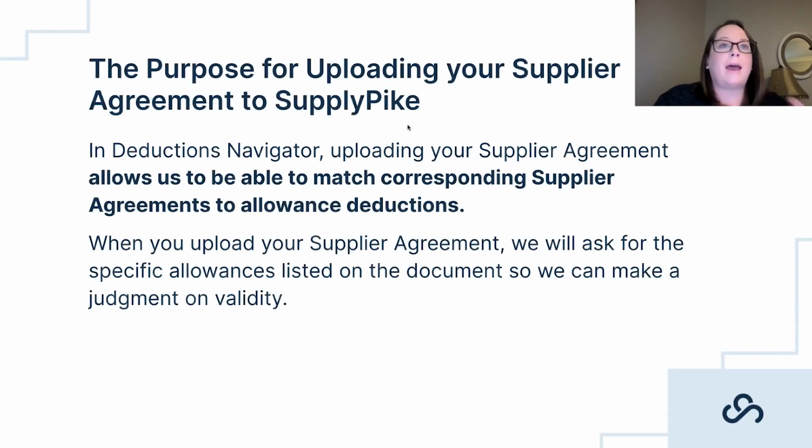So again, adding that supplier agreement information into SupplyPike will not only attach the agreement to the corresponding deductions, but it's also going to activate the validity judgment and the ability for the system to determine if the allowance deductions you're seeing are valid or invalid, as well as give you that ability to dispute any invalid allowance deductions that are being taken excessively.